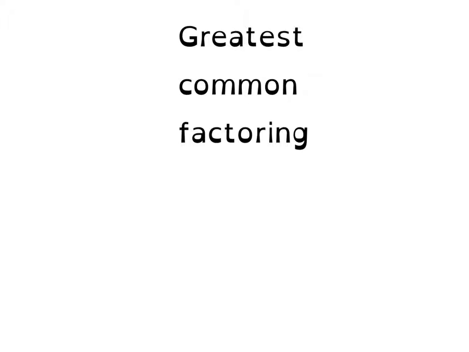Today I'm going to be talking about greatest common factoring. Greatest common factoring is when you have two numbers, and you have to see how many multiplication sentences you can multiply into that number. And then you have to find the two numbers that are the same and the largest one. So, say I have 15 and 20.